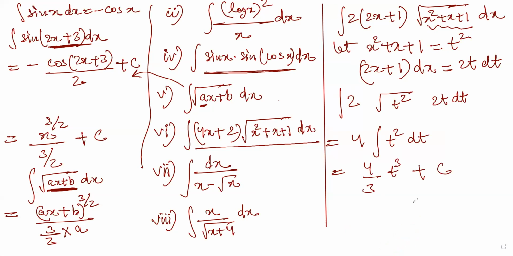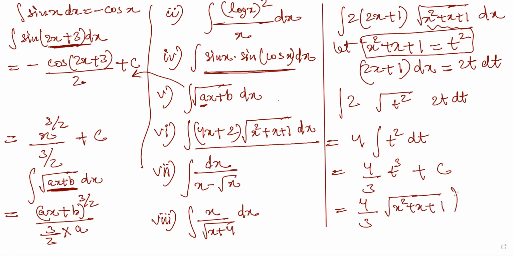And then t was root over x square plus x plus 1. This was t square. Remember this. So 4 by 3 t cube is root over x square plus x plus 1, this was t, to the whole cube. You can remove this root and take the power as 3 by 2 plus c.